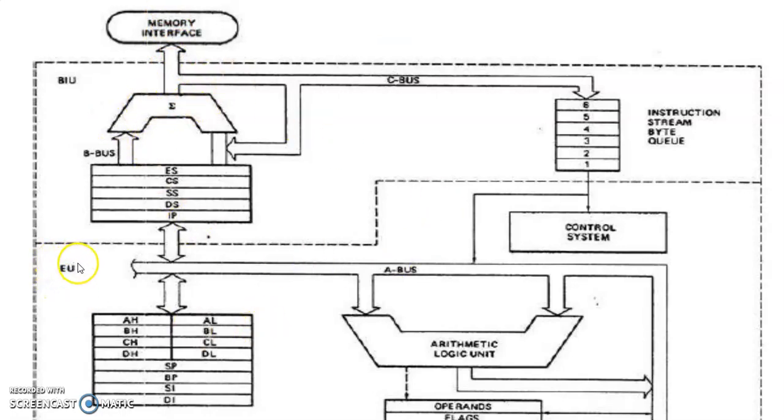In the execution unit, the first thing we have is the instruction decoder and the control system. Then the arithmetic and logic unit, which is connected to the operands and flags, and some registers, the internal registers of 8086. So these are the parts of the architecture of 8086.